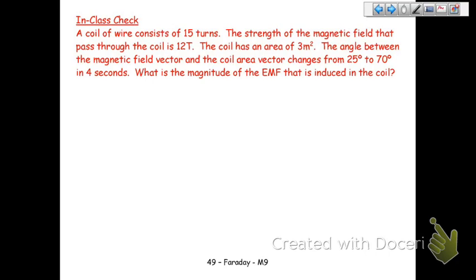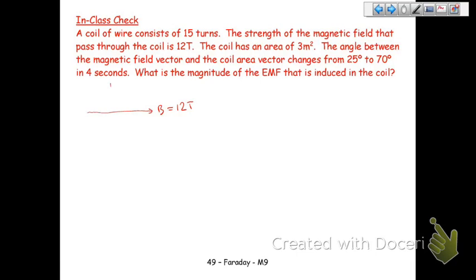So the third little ramification: a coil of wire consists of 15 turns. The strength of the magnetic field that passes through the coil is 12 Tesla. The coil has an area of 3 square meters. The angle between the magnetic field vector and the coil area vector changes from 25 to 70 degrees in 4 seconds. What's the magnitude? So let's do our B. And that equals 12 Tesla.